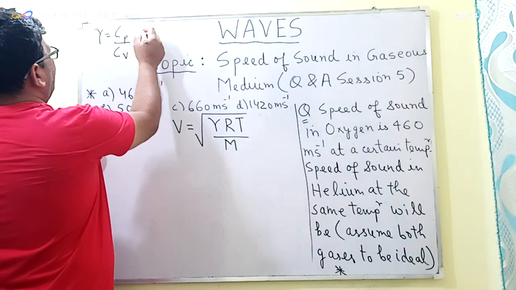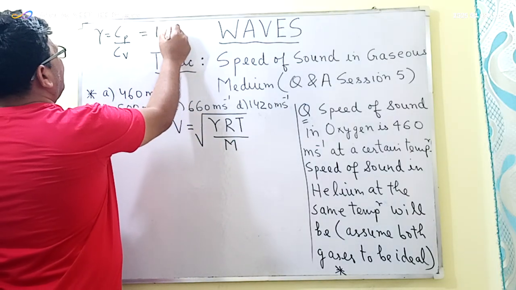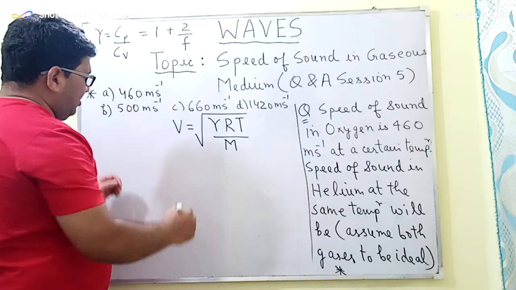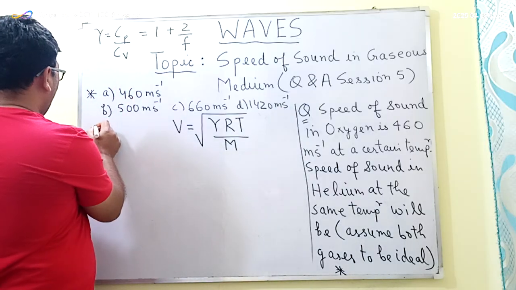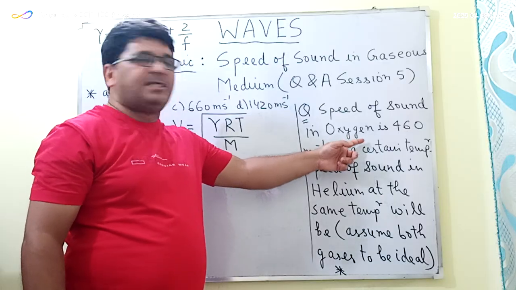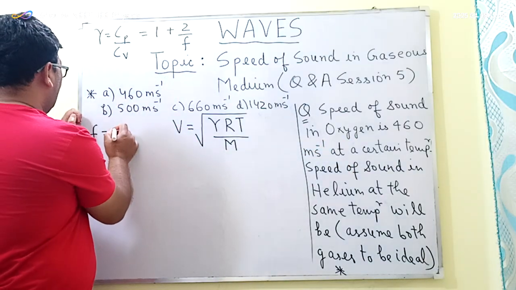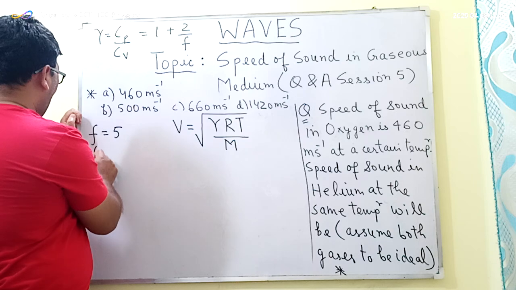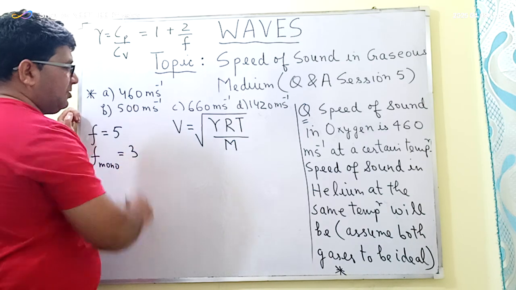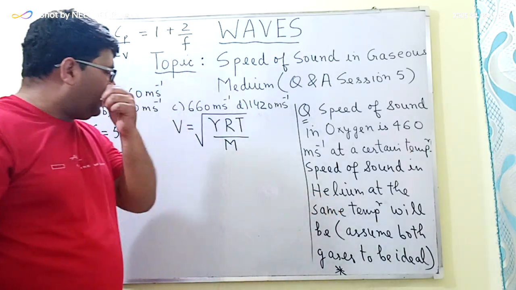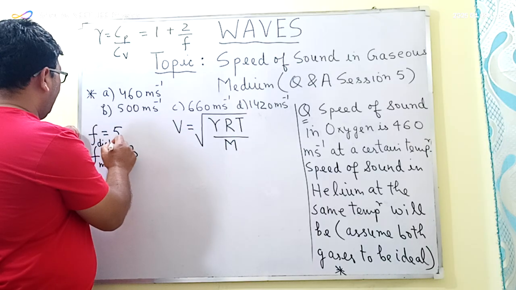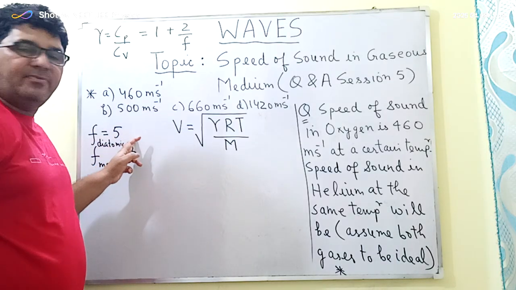Now gamma is also equal to 1 plus 2 by F, where F is the degree of freedom. The degree of freedom for a diatomic gas, and oxygen is a diatomic gas, is equal to 5, and the degree of freedom for a monatomic gas is equal to 3. So helium is a monatomic gas, so the degree of freedom for helium will be equal to 3, and for oxygen, which is a diatomic gas, the degree of freedom will be equal to 5.